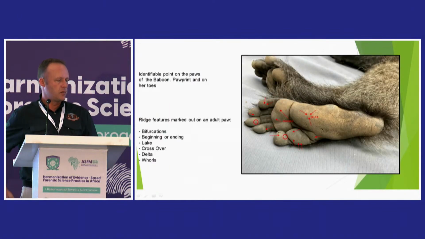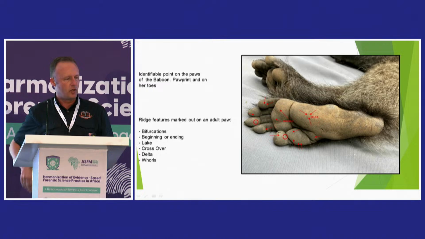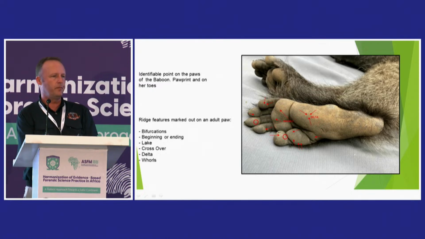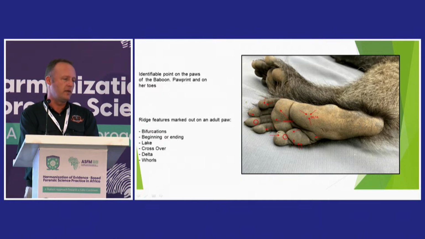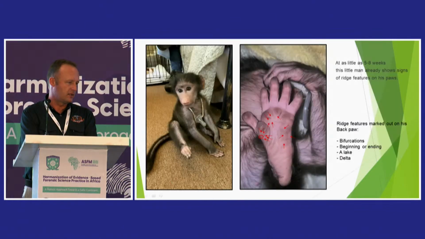So this small female baboon was darted, and a tracker was put on her. I took the opportunity to take photos of her paw prints, and again marked out bifurcations, beginnings or endings, lakes, crossovers, deltas, and whirls. And I matched them, or tried to match them all to each other, and found that it's exactly the same as humans. So baboons have identifiable fingerprints and paw prints.